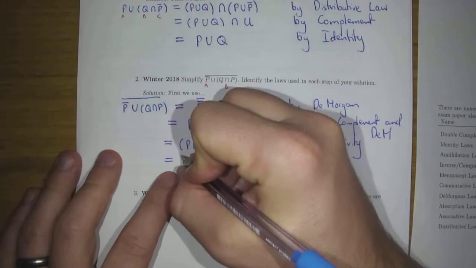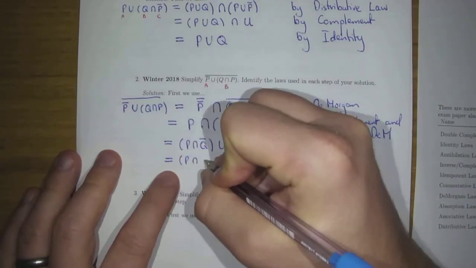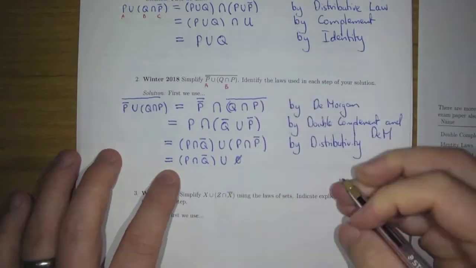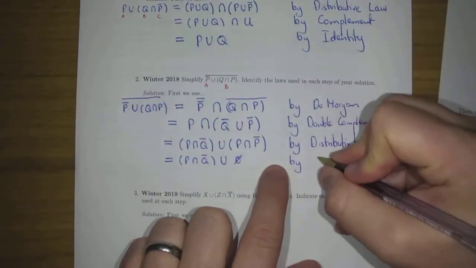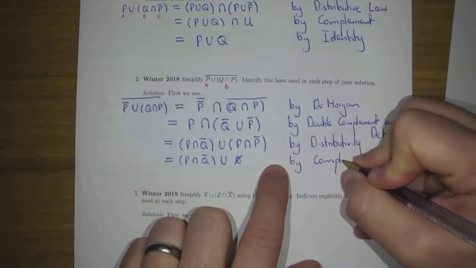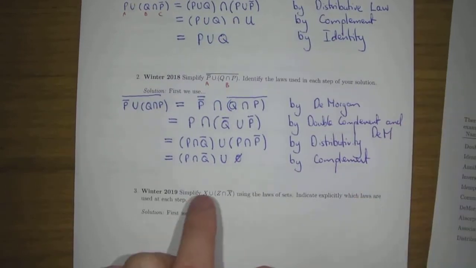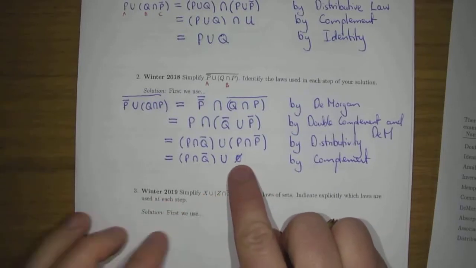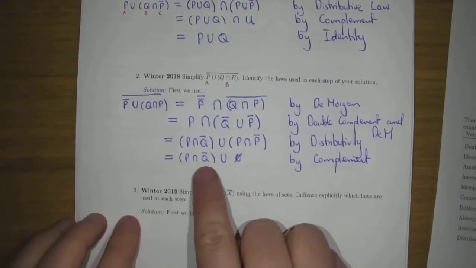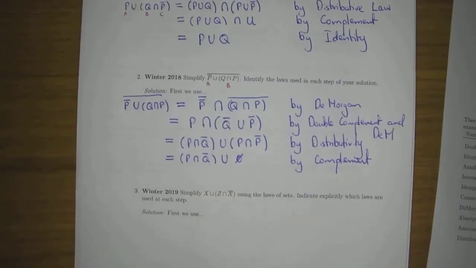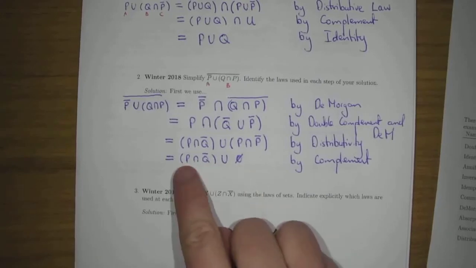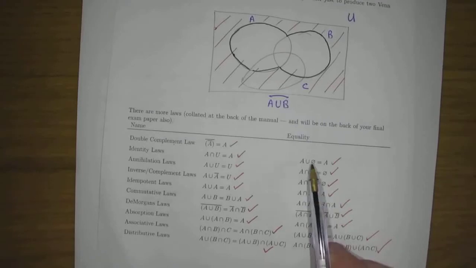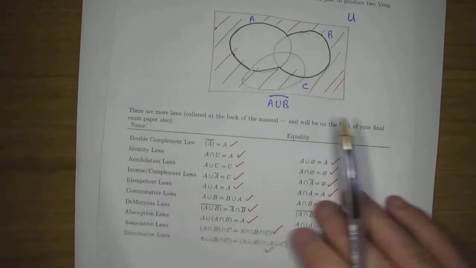Okay, so you have P intersection not Q union with the empty set, and this is by complement. Now finally, everything that's in P and not Q or in the empty set, well, there's nothing in the empty set, so this is just going to be this, because the union is all the elements that are in this or in this, and there's nothing in here, so it's just going to be this. Again, we need to find a name for this. Unioning with the empty set, giving you the same thing, is called identity.